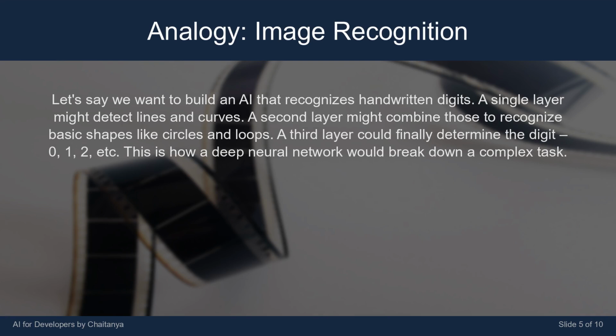A single layer might detect lines and curves. A second layer might combine those to recognize basic shapes like circles and loops. A third layer could finally determine the digit 0, 1, 2, etc. This is how a deep neural network would break down a complex task.